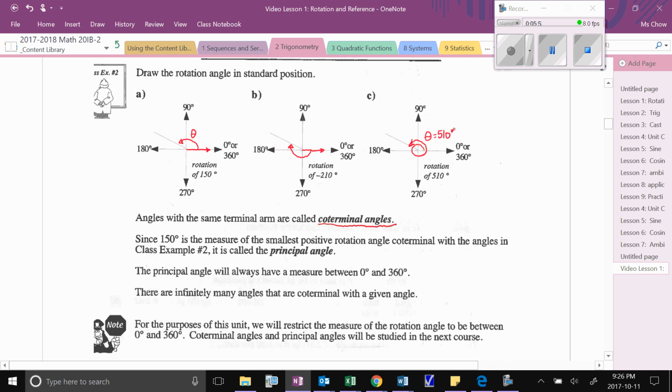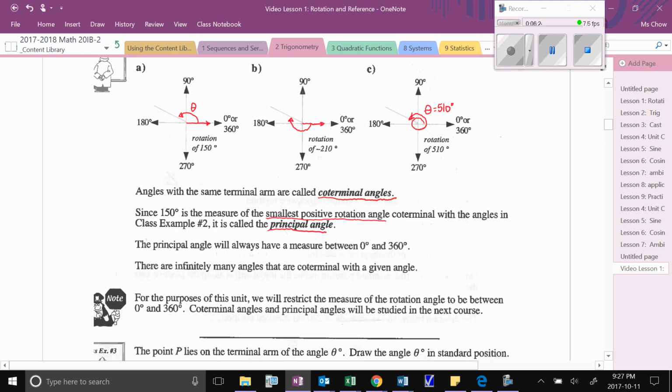So how many coterminal angles could we have? Well, if we open it up to any angle, then that's going to be infinite because we can just keep increasing it by 360 degrees. But since we want to look at the smallest positive rotation angle, that 150 degrees is called our principal angle. And it says the principal angle will always have a measure between 0 and 360 degrees.